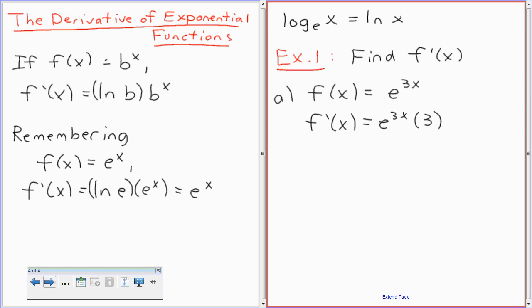Can somebody be brave and tell me where the heck that 3 came from? Really, go ahead. I need a little bit more power than that. Yeah, go ahead. Yeah, this is the derivative of the exponent, this is going to be, okay?